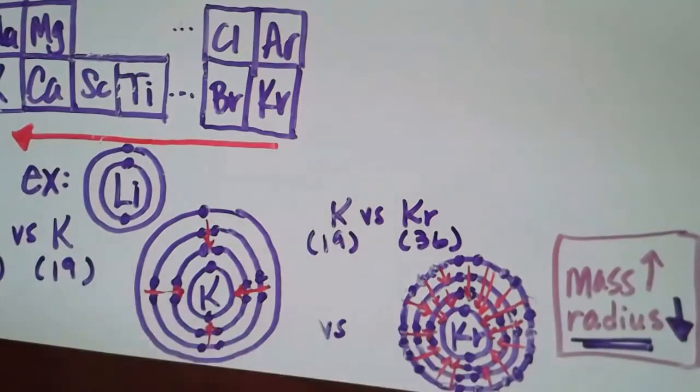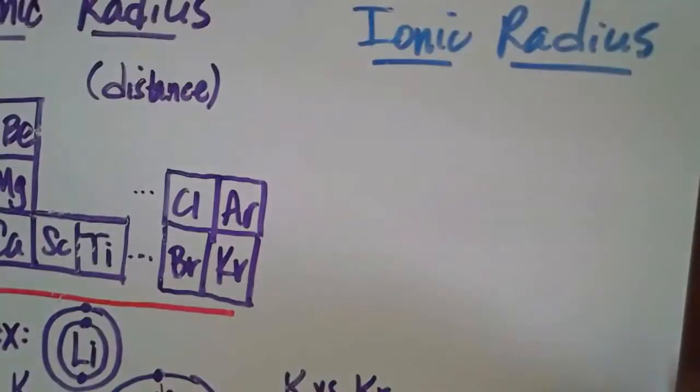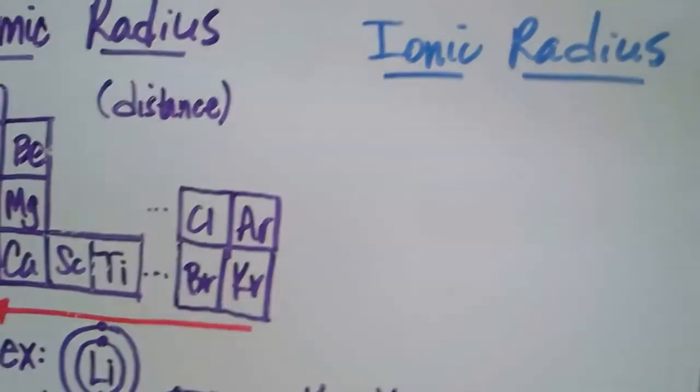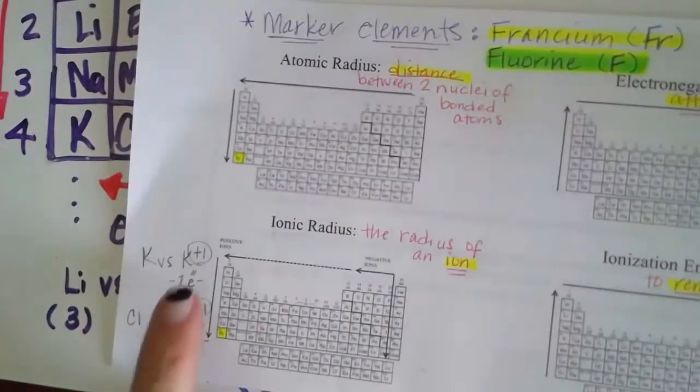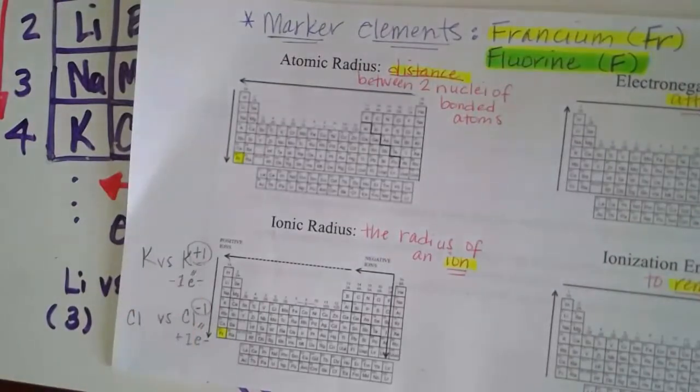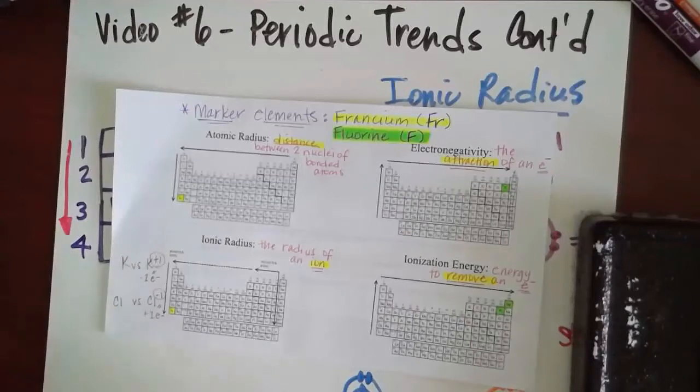So the next thing we're going to talk about now is the atomic or the ionic radius. Okay, and that's when you talk about your charges. And we have to remember the difference between our cations and our anions. Okay, so now we talk about ionic radius. Again, you're talking about atoms that have a charge. They either lost or gained electrons in the process.